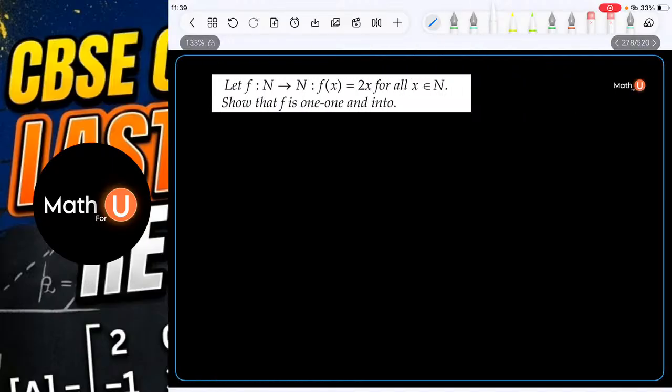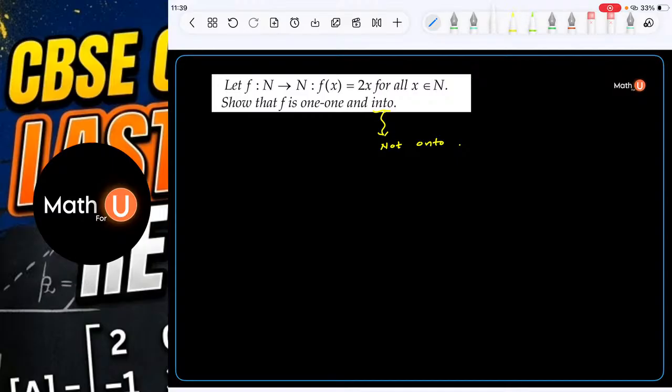Next, this question. F is a mapping from N to N. F of x equal to 2x for all x belonging to natural numbers. Show that f is 1 to 1 and into. What is the meaning of into? The function is not onto. If you show the function is not onto, that is nothing but the function is an into function.